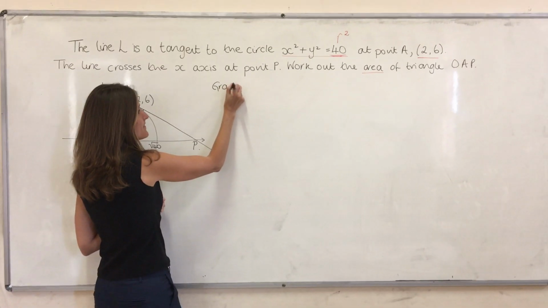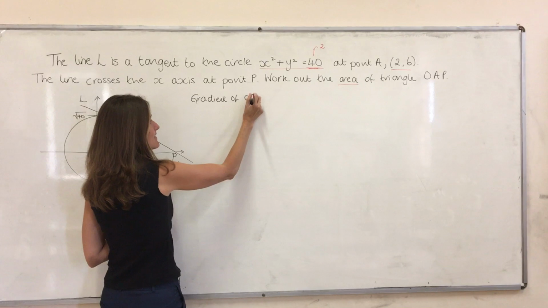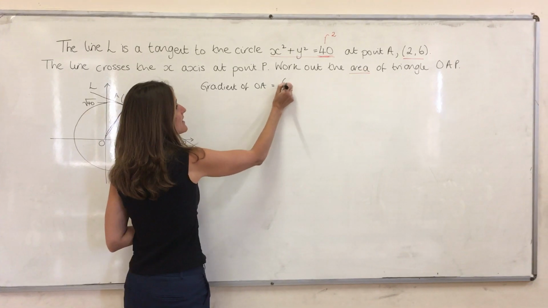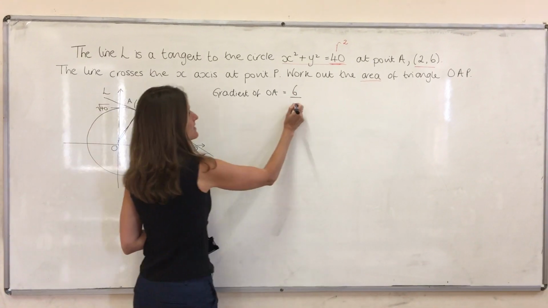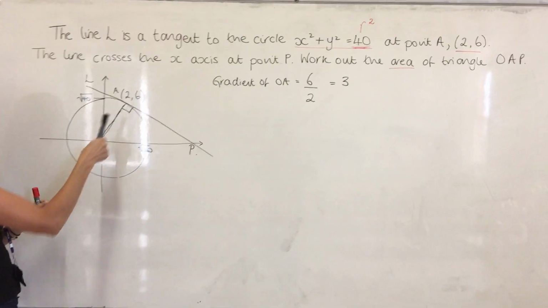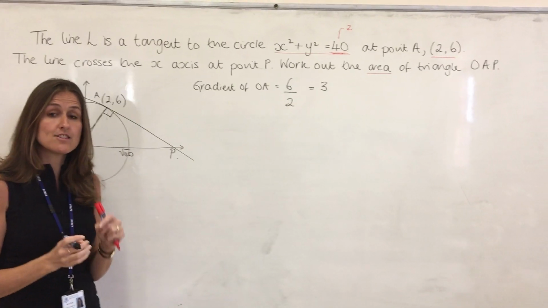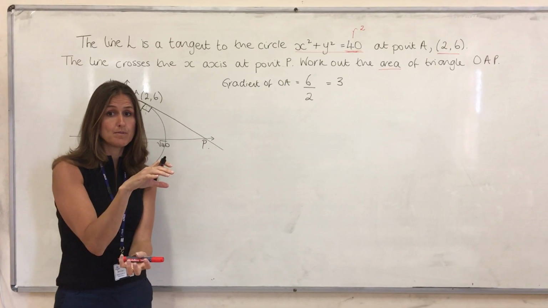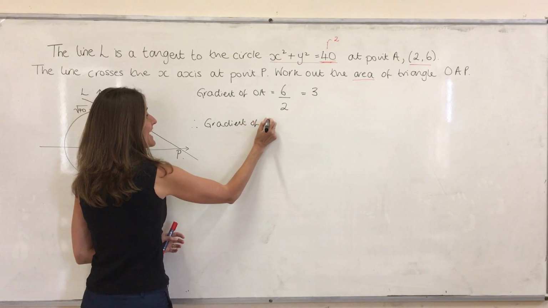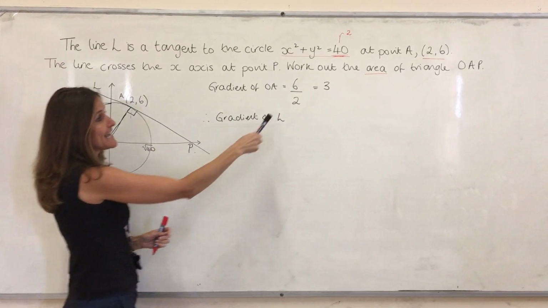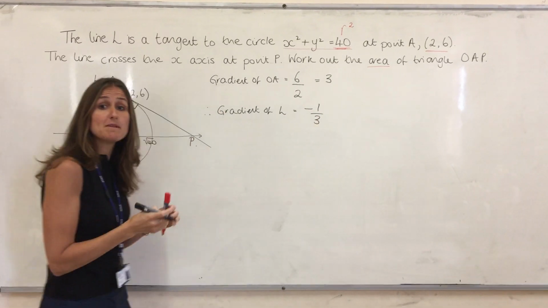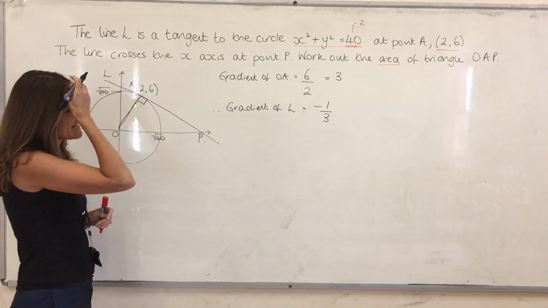So let's think about it. The gradient of OA is the change in y, which is 6, over the change in x, which is 2, so my gradient is 3. That's the gradient of this line here. For perpendicular lines, the gradients are always the negative reciprocal. So therefore the gradient of line L, which is this one here, is the negative reciprocal of 3, which is minus 1/3. That gives me the gradient of my line L.